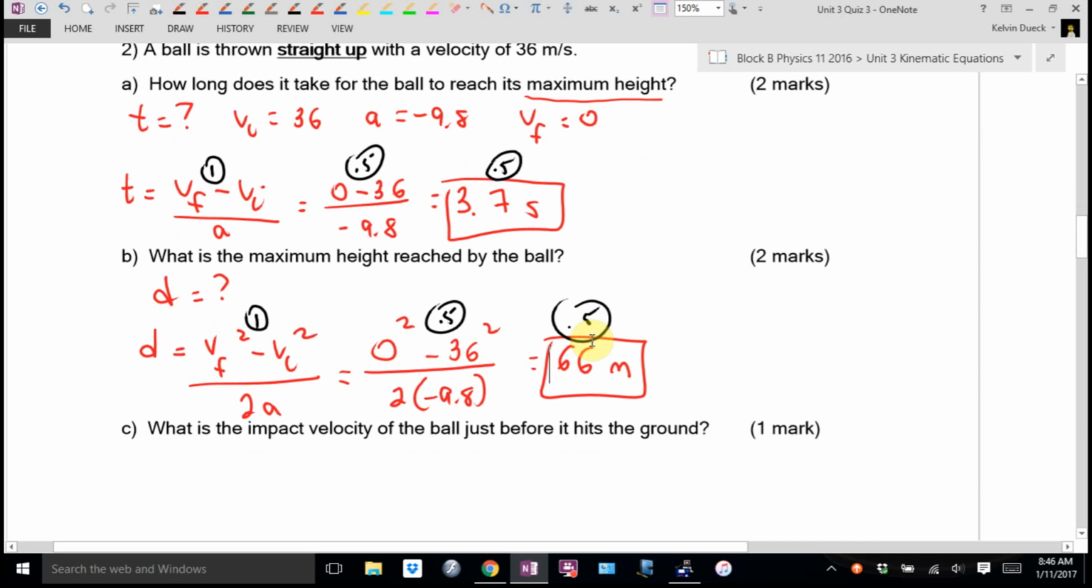What is the impact velocity? Oh, V final equals negative 36 meters per second. By the way, how many marks was this question worth? That's my way of saying you can probably do this either in your head or with no calculation, which, you know, isn't good physics, but good test writing, right?